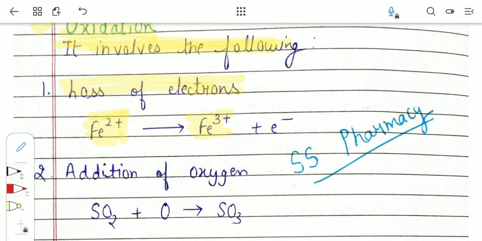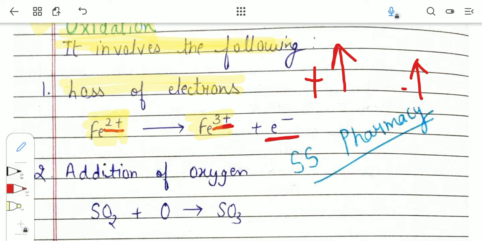Now there is one very easy trick to remember whether any element is undergoing oxidation or reduction. Whenever there is any increase in the positive charge, we simply say that element is undergoing oxidation, and whenever there is any increase in the negative charge, we say that element is undergoing reduction. As you can see over here, the charge was +2 and here the charge is +3, because one electron has been lost. Electrons carry negative charge, so if electrons are lost, the negative charge is reduced, which means the positive charge is increased.